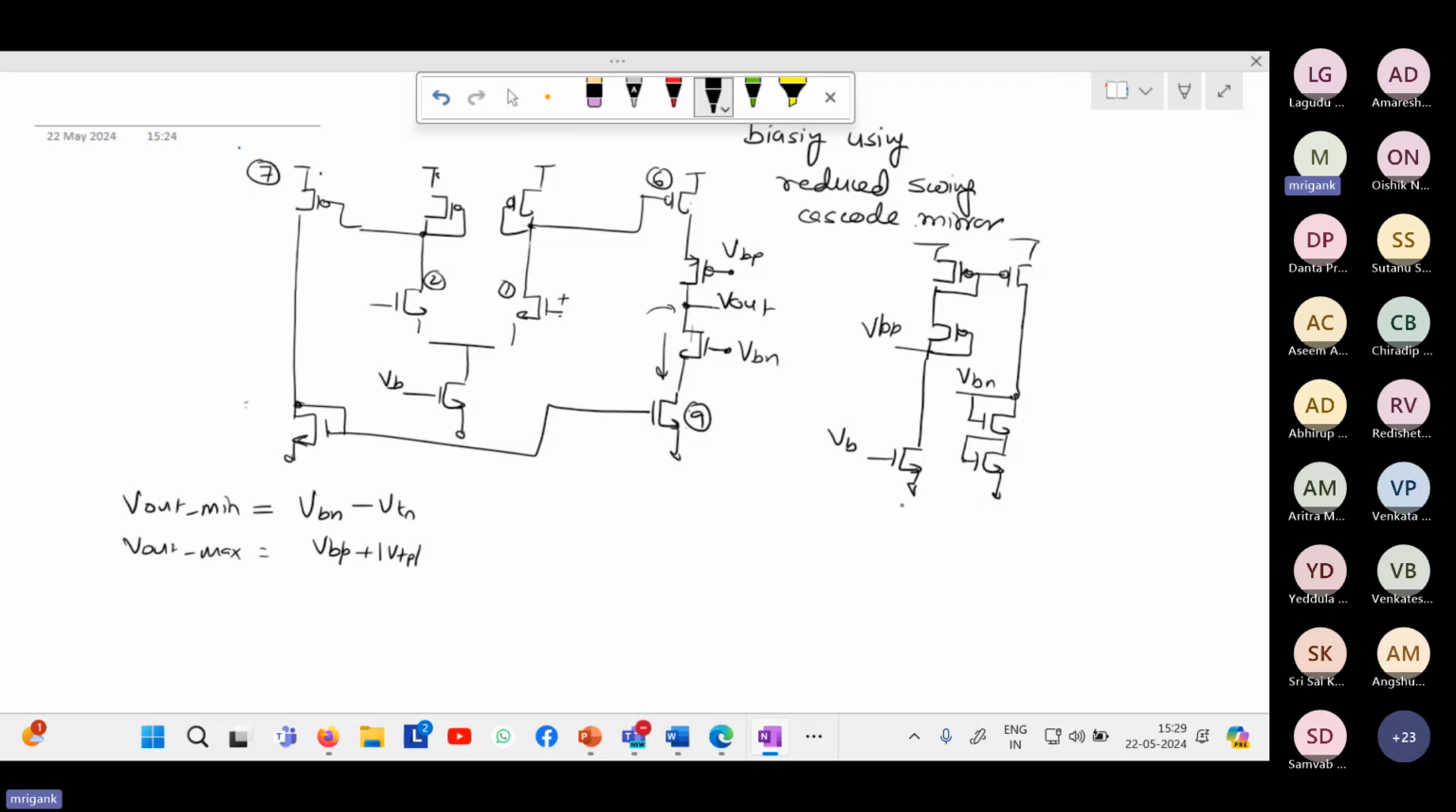Now in this scenario, ultimately the swing will depend upon VBN and VBP. What is the minimum value of VBN that we can have and the maximum value of VBP we can have? So we need to minimize the VBN and maximize the VBP, and we need to see what is the maximum VBP possible. Whatever we do for the NMOS side, similar thing will be applicable to the PMOS side. So for the NMOS side, what is the VBN dependent upon?